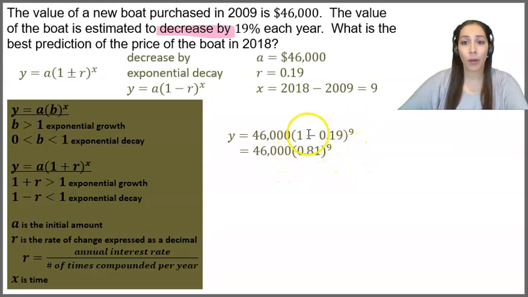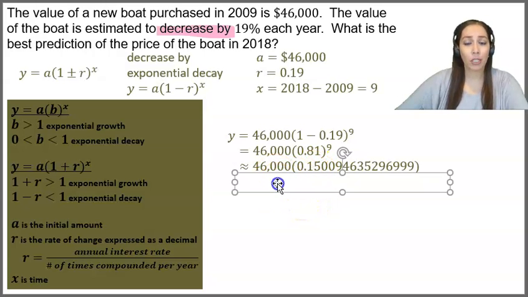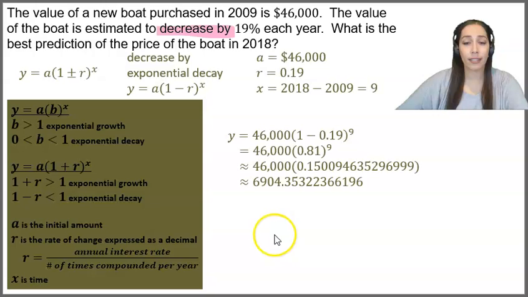From here, I can subtract 1 minus 0.19, which is 0.81. 0.81 raised to the 9th power is a 0.15 number, and I wrote it all out, every single space that fit in my calculator, because I do not want to round until the very end. Now when I take this and multiply it by the original amount of 46,000, I get 6,904.35322, and so on.